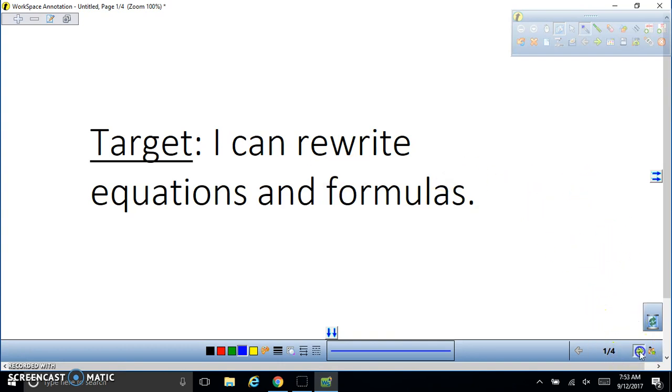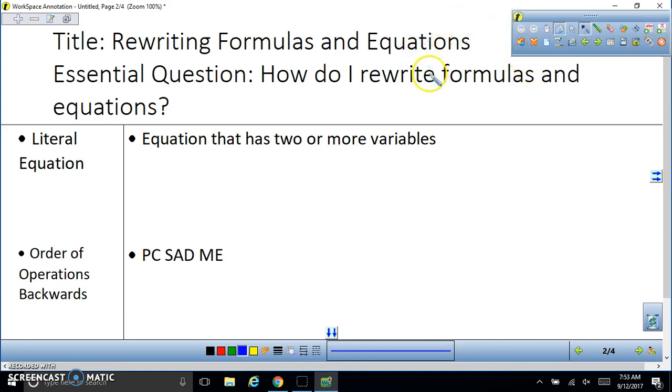Alright, let's get started. Go ahead and title this Rewriting Formulas and Equations, and your essential question is, how do you rewrite a formula in an equation? A literal equation is an equation that has two or more variables. This is the first time you're really working with an equation that has two or more variables, and that's why this is so hard and complex, because we've only been working with one-variable equations. So that means there is no number answer.